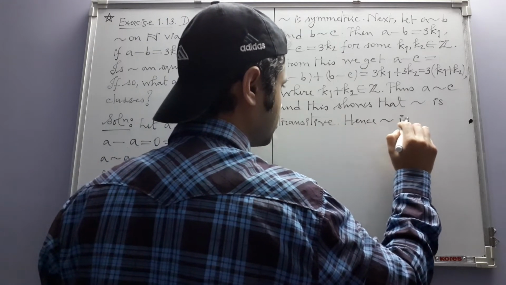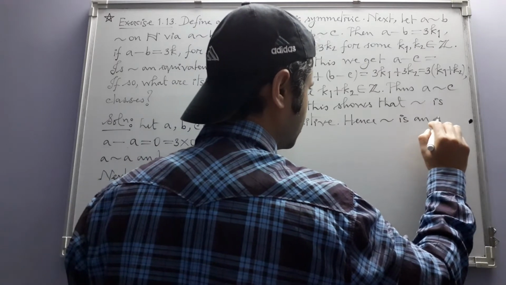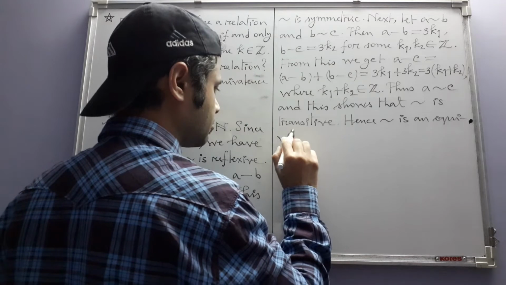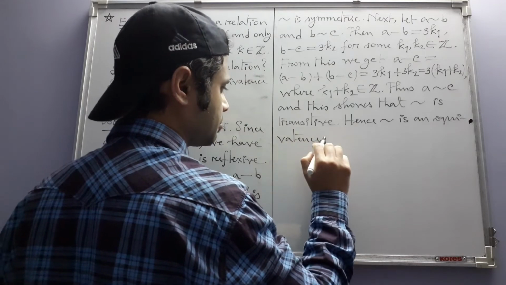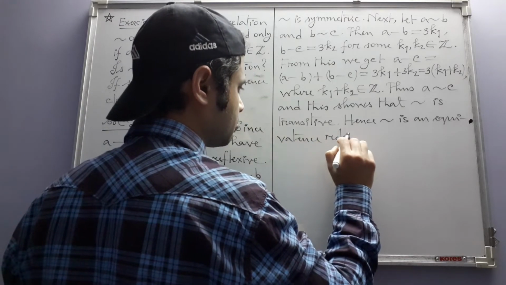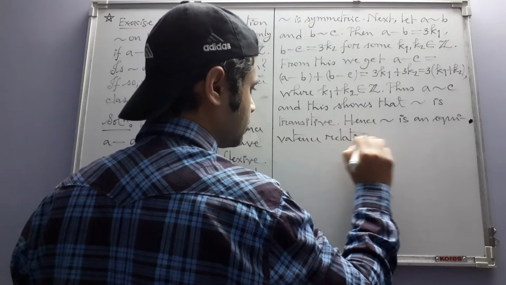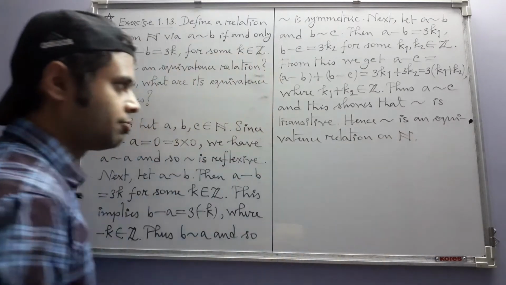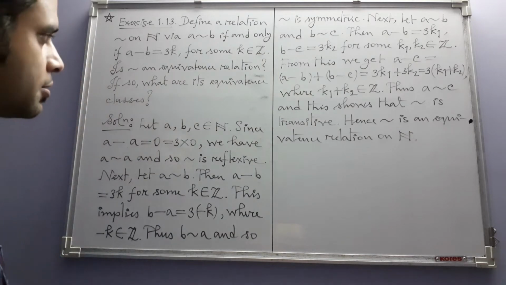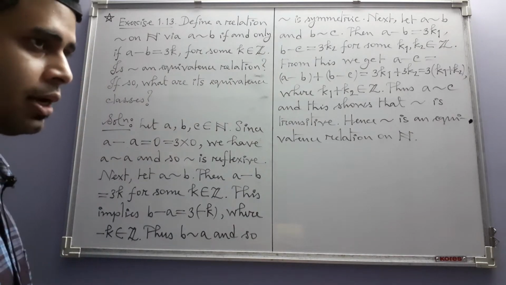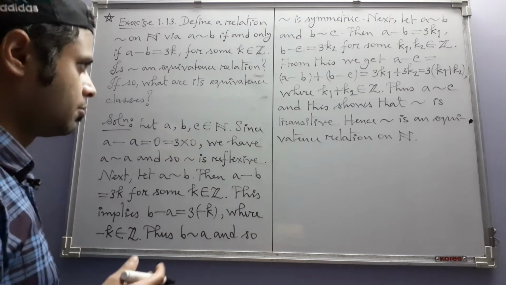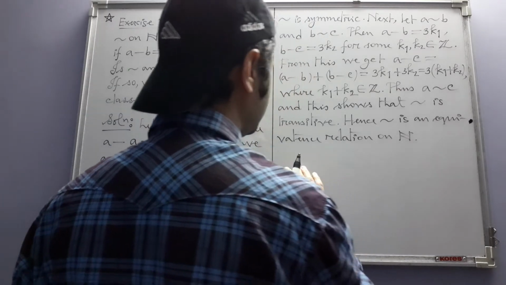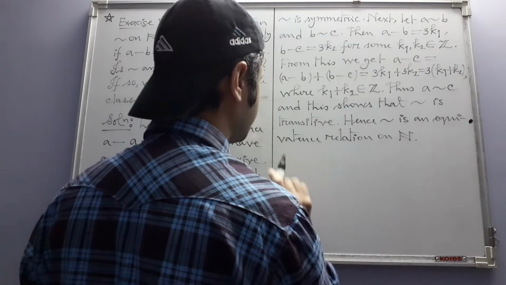Hence, tilde is an equivalence relation on the set of all natural numbers. Okay, so now it's an equivalence relation. Now, what are its equivalence classes? That we find in the next paragraph.